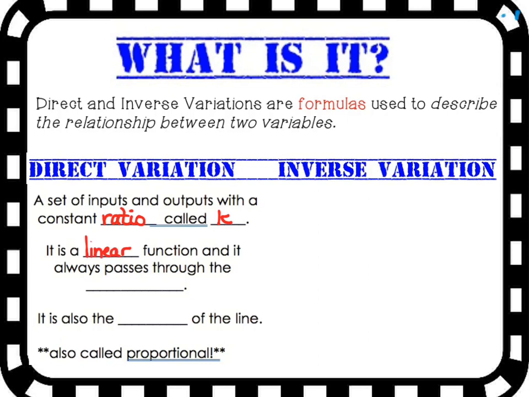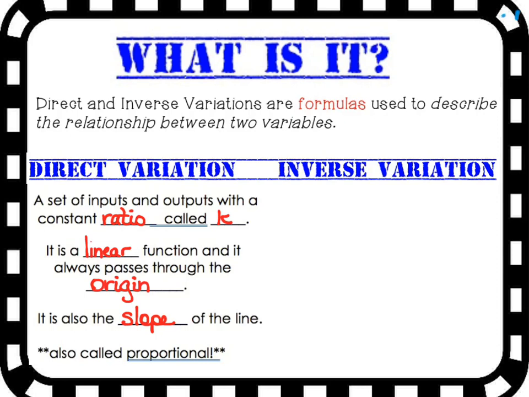It is a linear function, and it always passes through the origin. K is also the slope of the line. So this is an Algebra 1 concept, with the whole slopes of lines and graphing lines and so forth. In particular, I want to point out that this does go through the origin. If you recall, y equals mx plus b. M is the slope, and there won't be a y-intercept present. It'll be understood to be 0.